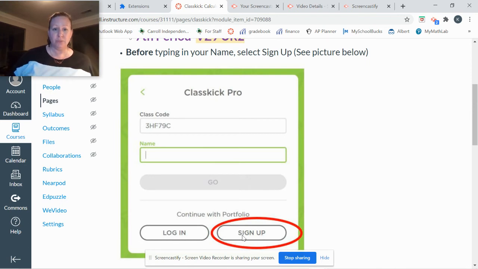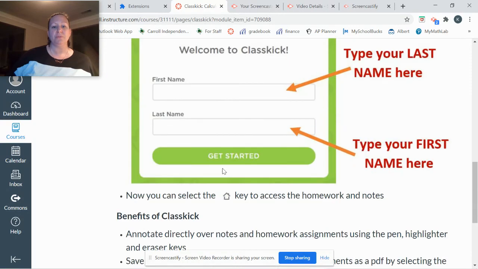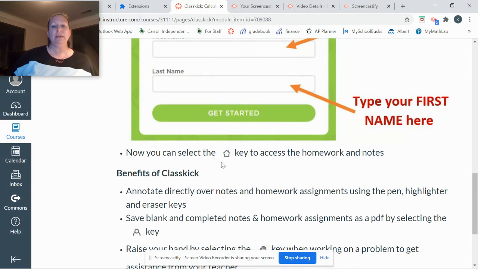Now, here's where the caveat is. This is something different. Once you click sign up, I want you to flip these. Where it says first name, I want you to type your last name. Where it says last name, I want you to type your first name. This is just so that when it alphabetizes, it puts you in Skyward order, because it wants to put you by first name, and I don't want that. So last name goes in the first name block, and first name goes in the last name block. Switch those.